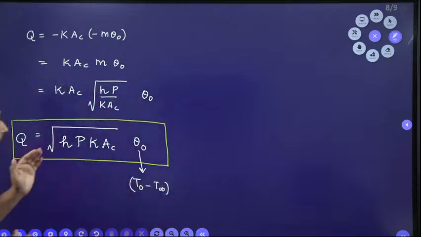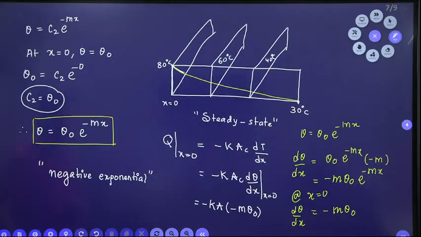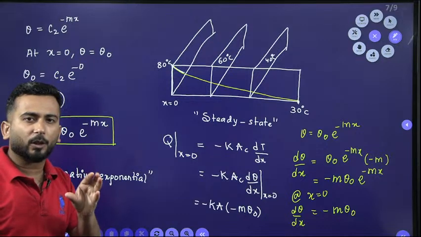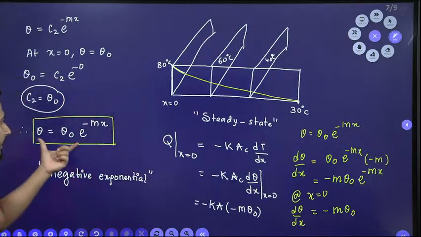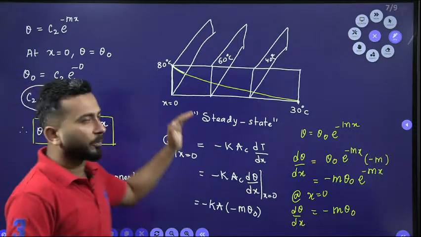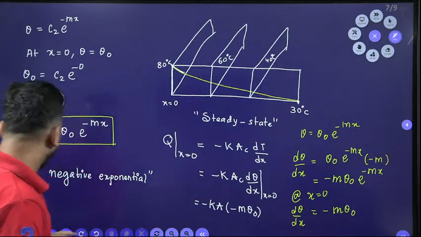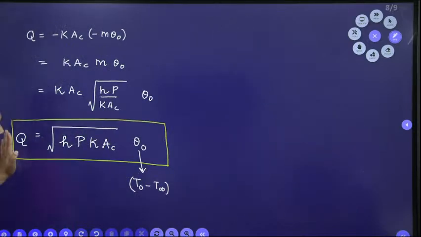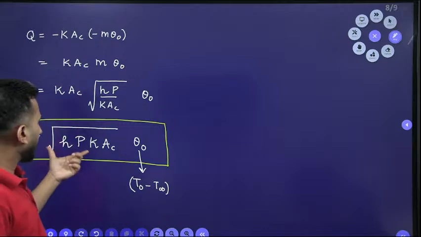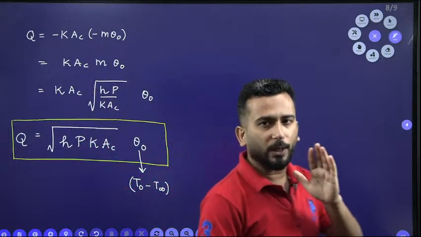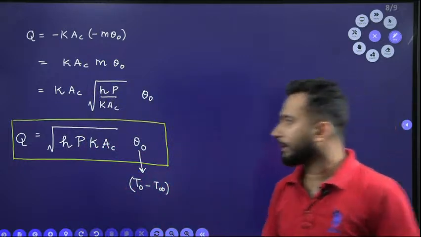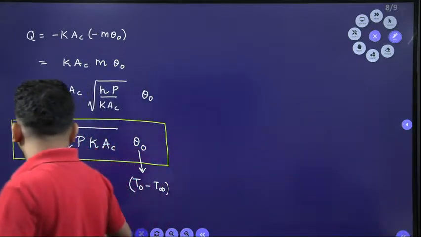Okay. So right now we have two equations from the case of the infinitely long fin. One equation shows the temperature profile, which is a negative exponential, and the second is the steady state heat transfer at the base, which is root of h P k A_c into theta naught, right? So two equations you have to memorize, and that we have discussed.